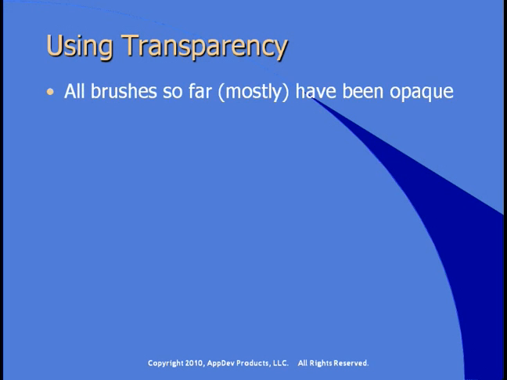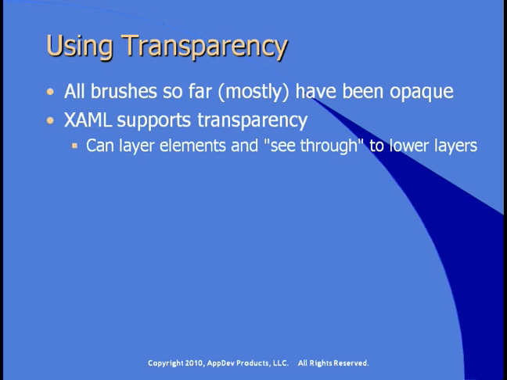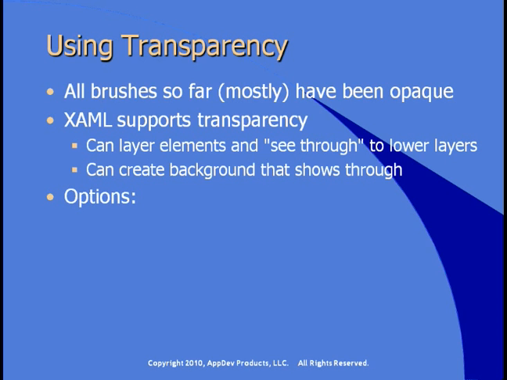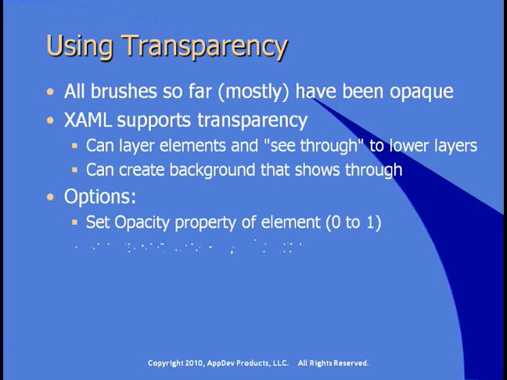Just about every brush you've seen so far, with a few exceptions, have been completely opaque. XAML supports transparency, and you can layer elements and see through to lower layers. You can create a background that shows through, for example. And there are several ways to do this. You can set the opacity property of an element to a value between 0 and 1. 1 is fully opaque, 0 is fully transparent.